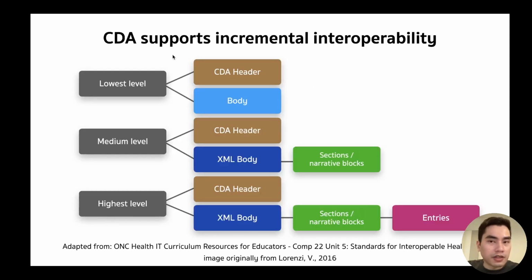And here is the incremental interoperability. It means that you can choose the implementation level that suits your technical capability. Let's say that you are at the lowest level, you can just choose to implement the CDA header and the body as narrative text. That is still better than nothing, right? But if you are more capable, you can choose to increase the level of implementation. Like at the medium level, maybe you choose to have structured data inside the XML body, for example. This is a good approach, and FHIR is also incremental like this.